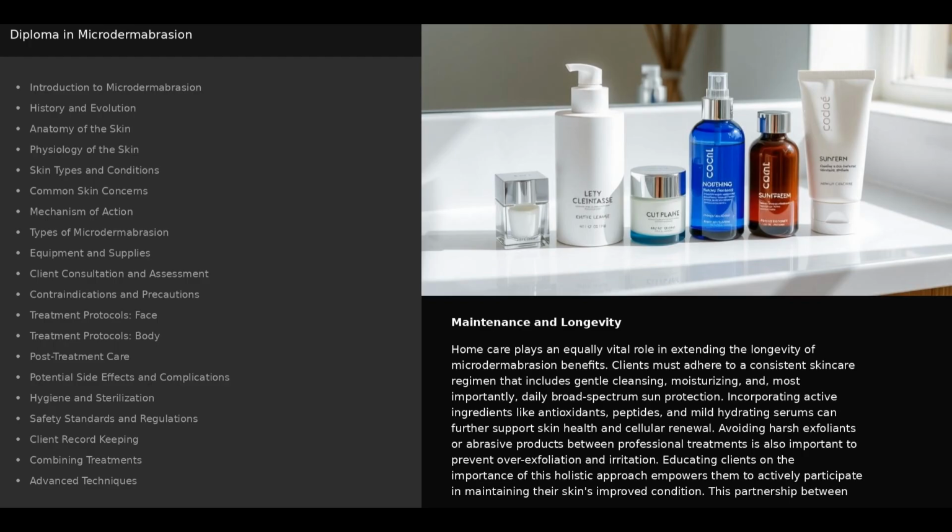Educating clients on the importance of this holistic approach empowers them to actively participate in maintaining their skin's improved condition. This partnership between practitioner and client is key to lasting success.